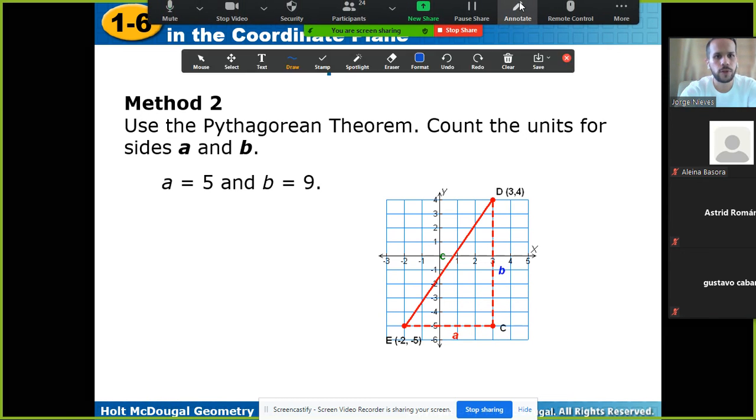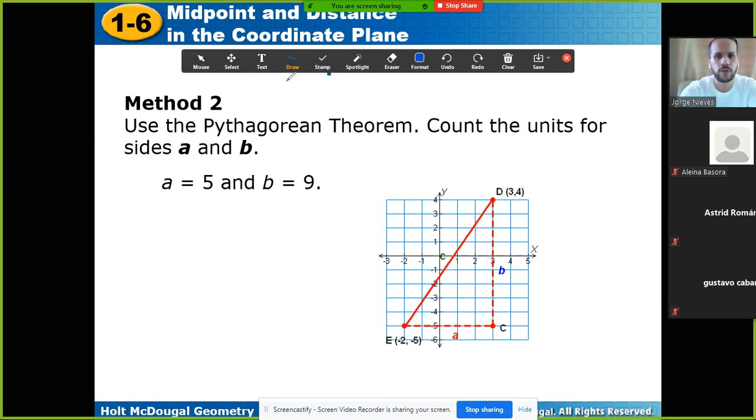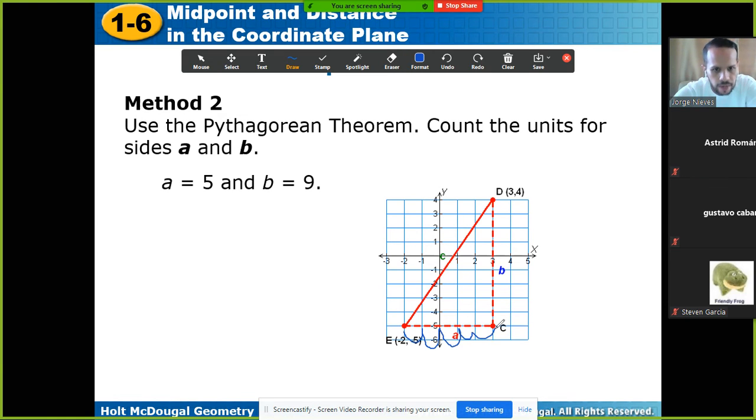Okay, I'm going to show it again. How do you know how many units they are? You have to move from this point. It's going to be 1, 2, 3, 4, 5. That's where you obtain that A is equal to 5.